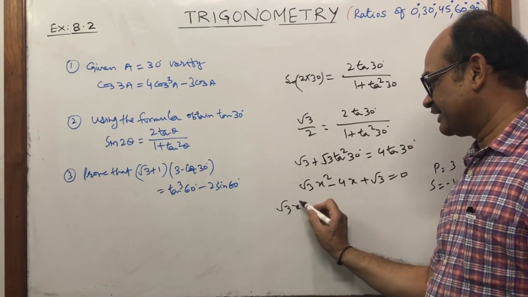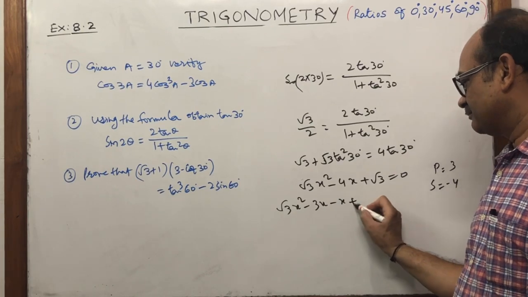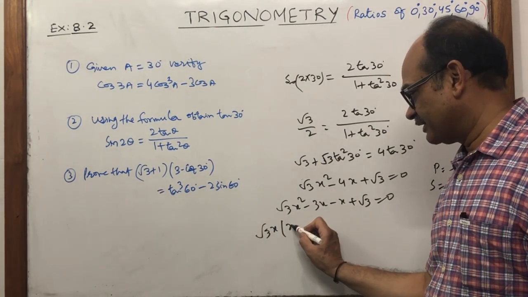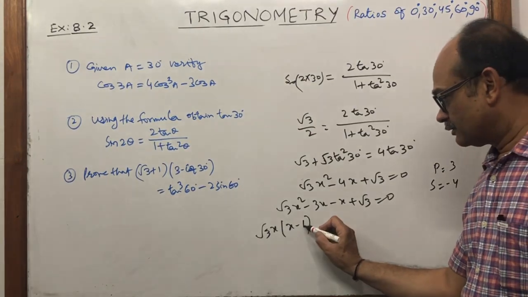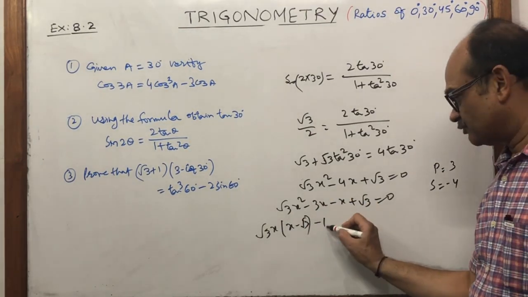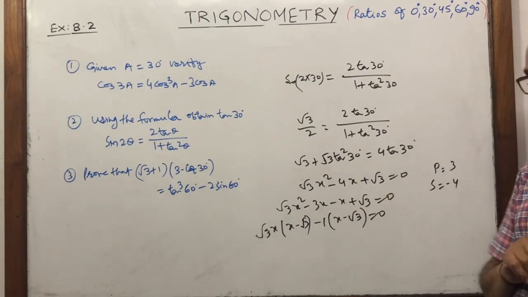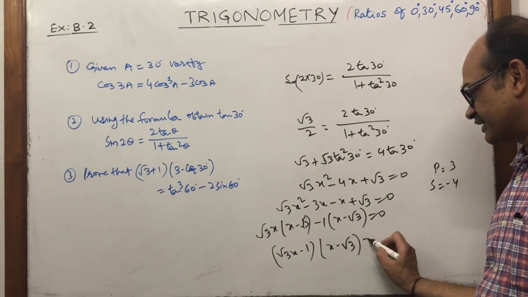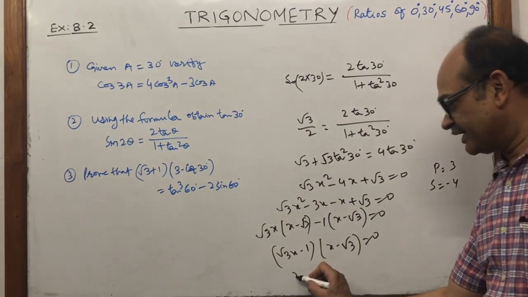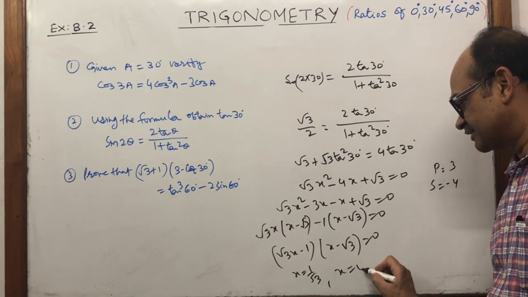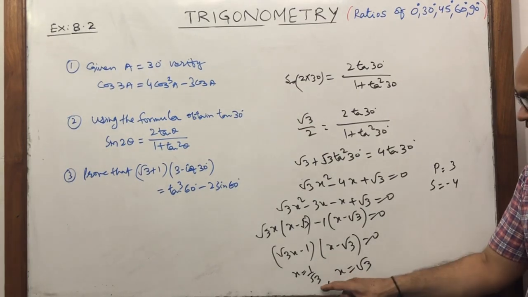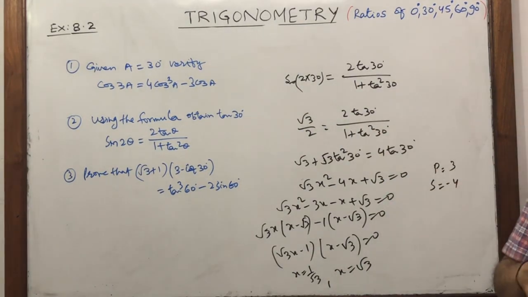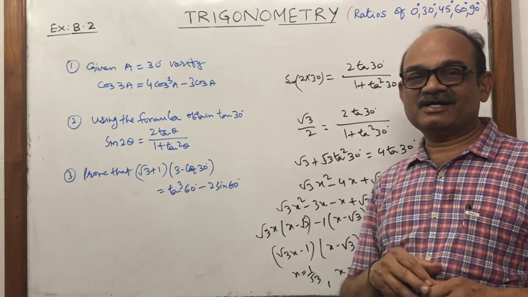Very simple. Root 3 x square minus 3x minus x plus root 3 equals 0. Root 3 x common, remaining x minus 1. Root 3 x minus 1 common, x minus root 3. So what we are getting? Root 3 x minus 1 first option and x minus root 3 second option. This will give you x equals 1 by root 3 and this will give you x equals root 3. If you substitute x equals 1 by root 3, it will become true. But if you put x equals root 3, it will not satisfy the left hand side. Hence, the answer is only 1 by root 3.